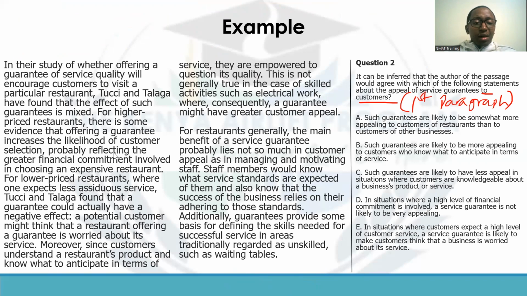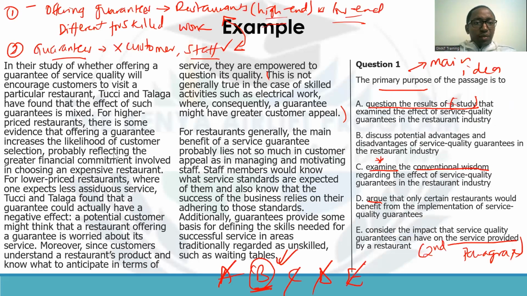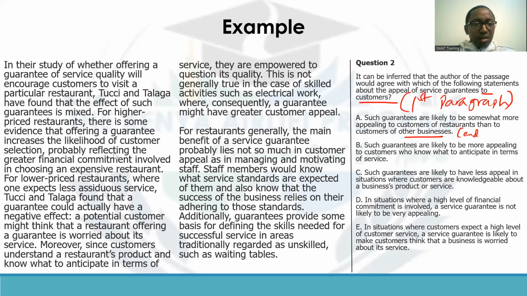So A, such guarantees are likely to be somewhat more appealing to customers of restaurants than to customers of other businesses. So you see, other businesses, you already know that it's the end of the first paragraph, because you remember these small points different from skilled work of other industries. And we know that this is here. So this is not generally true in the case of skilled activities.